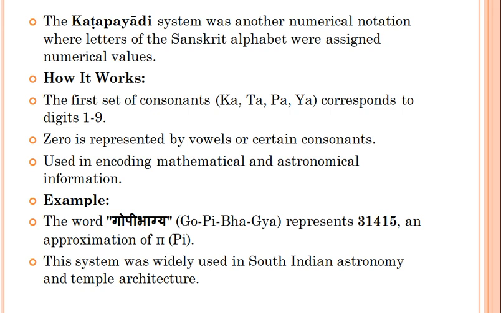How the Katapayadi system works is that it is another numerical notation. Letters of the Sanskrit alphabet were assigned values. The first set, ka, is a consonant. Katapaya corresponds to digits 1 to 9, and 0 is represented by a vowel or certain consonants, used in encoding mathematical and astronomical information. The word Gopi Bhagya represents 31415, an approximation of pi. This system was widely used in South Indian astronomy and temple architecture.